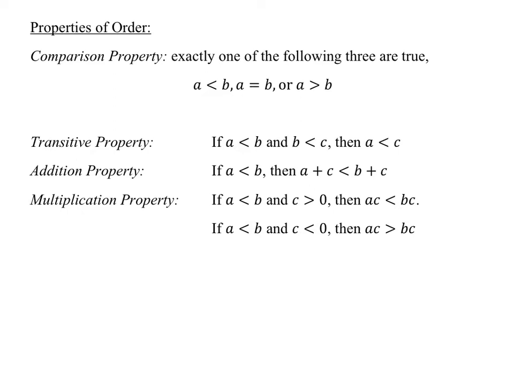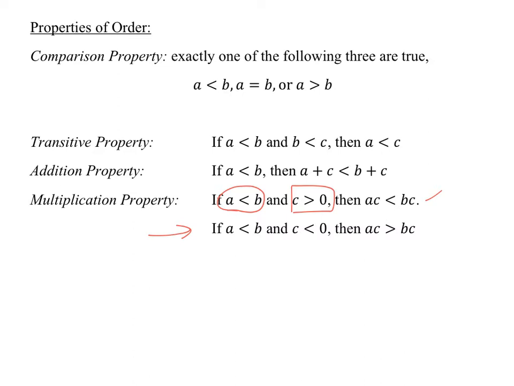Multiplication property. There's a little hiccup here. And some people know this one, some people don't. What's the hiccup for the multiplication property? Because you're seeing two conditions. The first condition is obvious, right? If A is less than B and C is a positive number, then you can multiply both sides by C and it's still true. But what's the second piece right here? Who remembers that from their math class when they were younger?